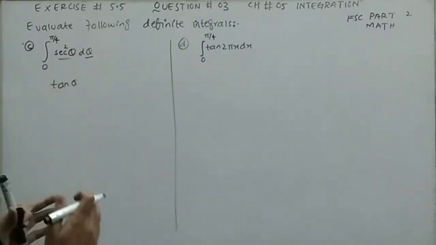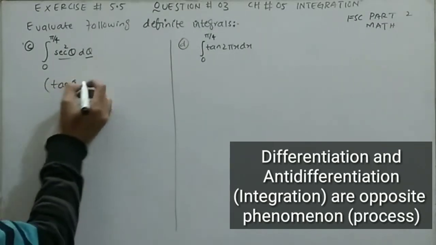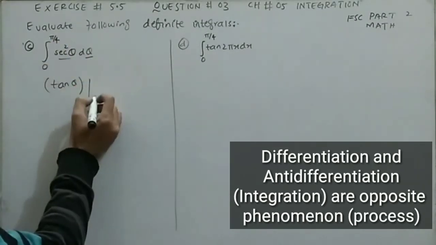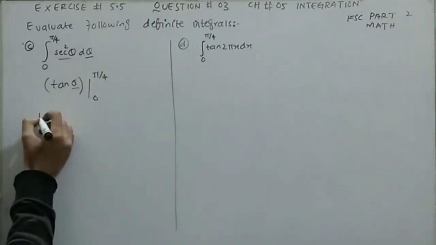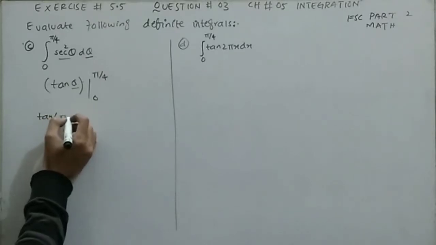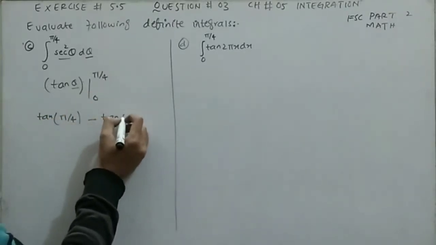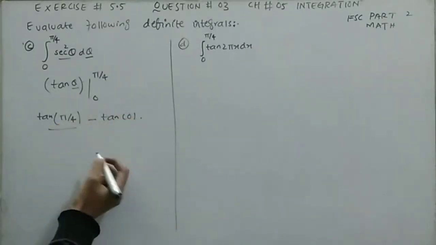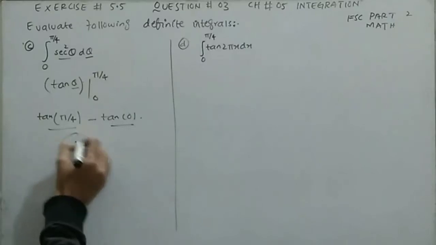These are the opposite phenomena. Integration and anti-differentiation are opposite phenomena. Now apply the limit from 0 to pi by 4. First put the upper limit in place of theta, it becomes tangent of pi by 4. Then put a negative sign and put 0 over here, it becomes tangent of 0. Tangent pi by 4 is equal to 1 and tangent 0 is equal to 0. So the required answer is 1.